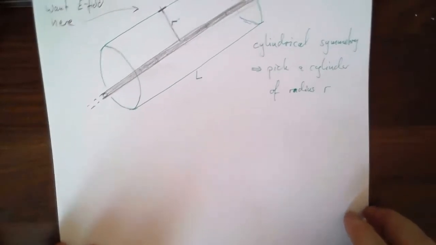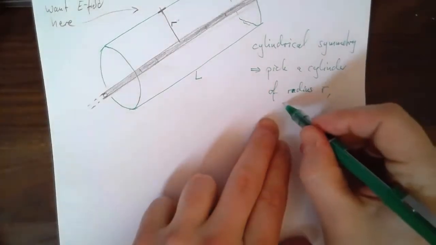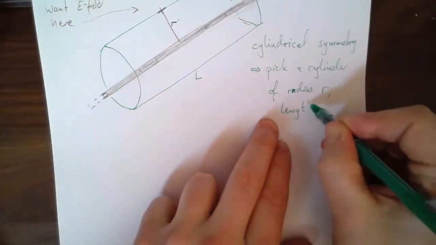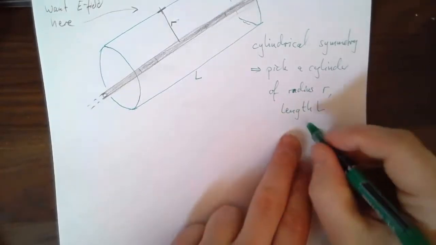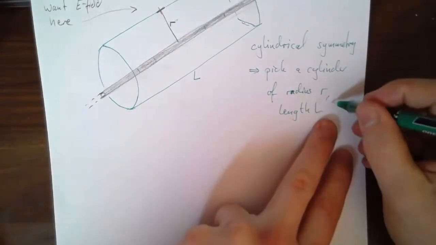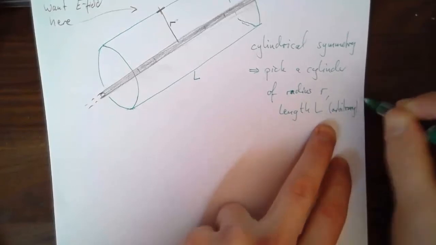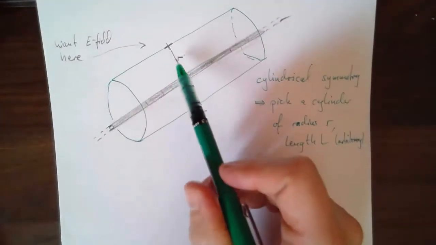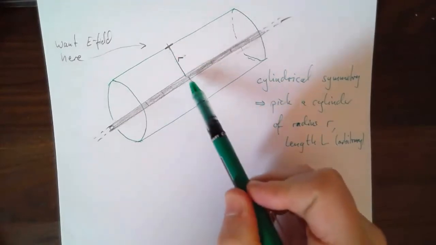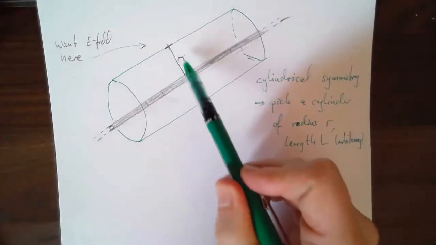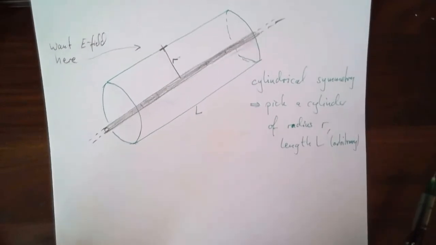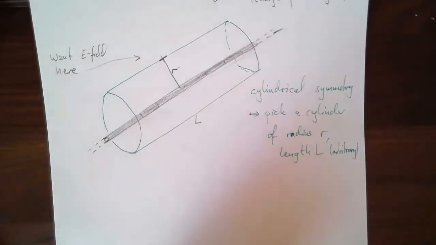We pick a cylinder of radius R, length L, where L is arbitrary. R is not arbitrary. The radius is, somebody says, find electric field 5 centimeters from here. They're like, okay, make R 5 centimeters. Okay, so what does the electric field look like?